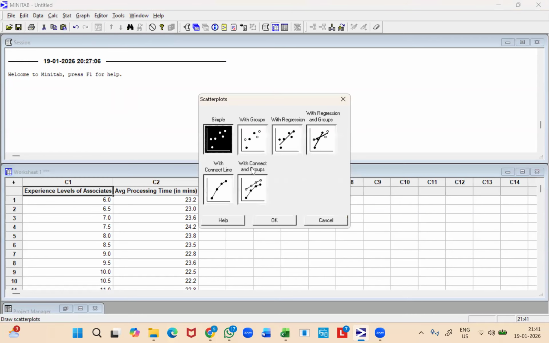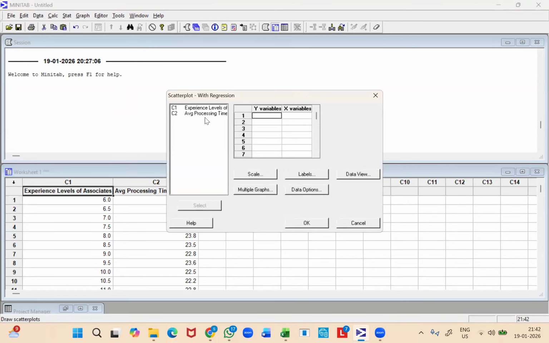Just click on that. So we will have the scatter plot with the regression slope. So you'll understand the importance of the regression slope when we solve that problem under correlation and regression analysis. And we click OK. So what is the Y variable here? Average processing time is the Y variable.